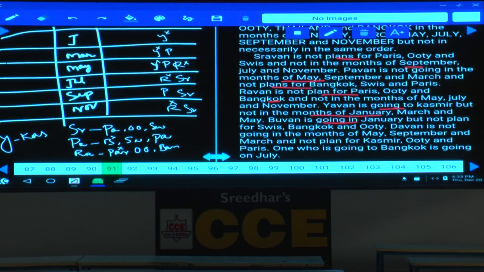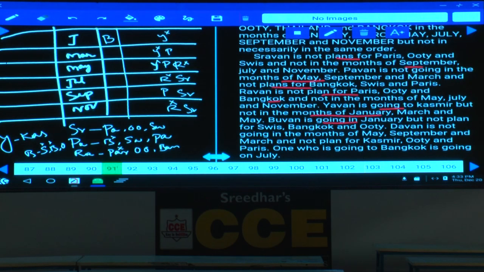Bhuvan is going in January. Now who is the person here? Bhuvan is going in January, and what is the place? Not Swiss, Bangkok or Ooty. Neither Swiss, Bangkok nor Ooty for this Bhuvan.